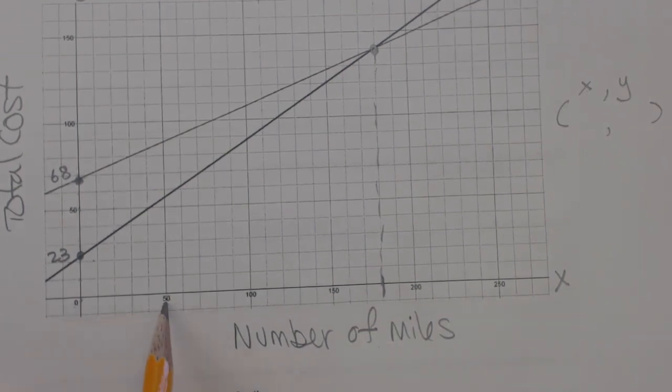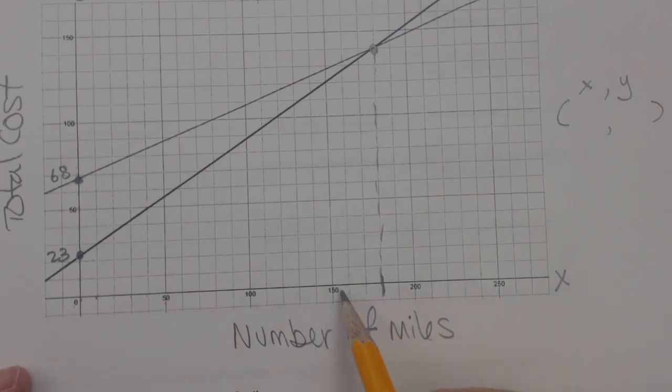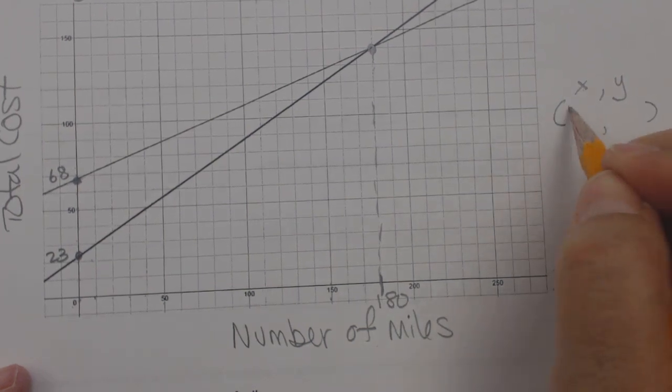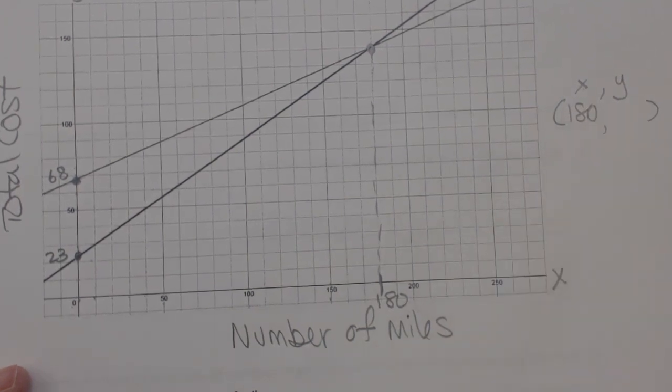This goes 0 to 50 here. So I'm thinking they're also counting by tens for each box. So 10, 20, 30, 40, 50, and I'm right. So if we go here, this is 150, and you can see it more clearly on yours. So 150, counting by tens, 160, 170, and this is 180. So my x value is 180.